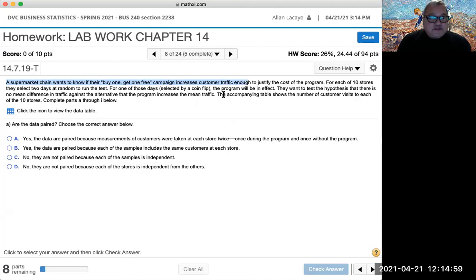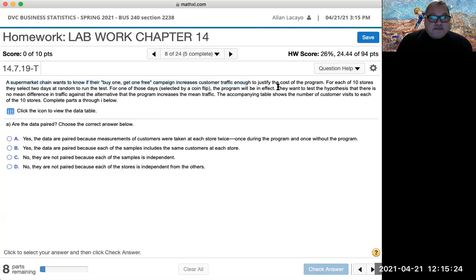So for each of 10 stores, they select 2 days at random to run the test. So you have 10 stores, and on one day, they do a buy one, get one free, and on another day, they don't do the buy one, get one free. So you get to compare with versus without buy one, get one free on a store-by-store basis for 10 stores.